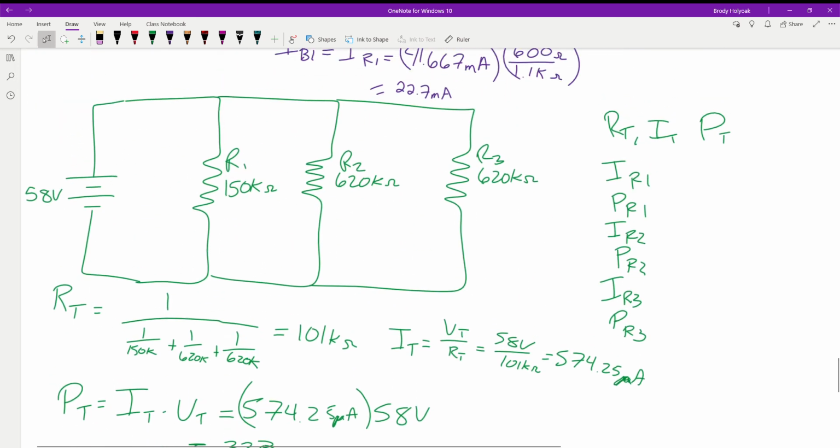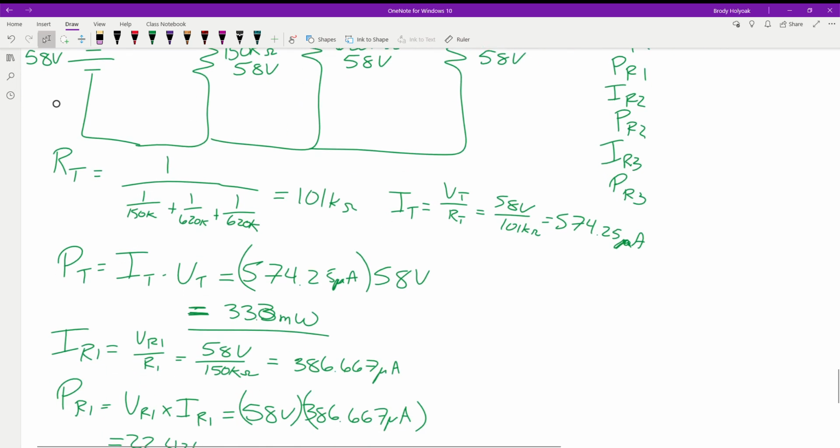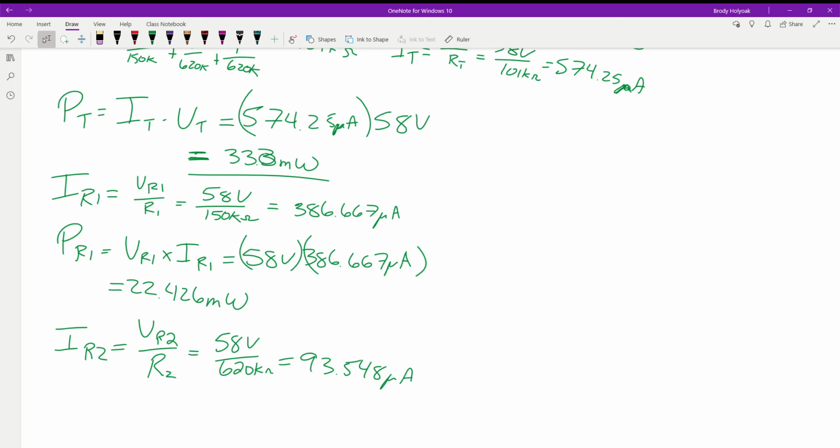When we come back and look, remember, these are all in parallel, so they all have the same voltage, because they're all in parallel with the supply. They all have access to the full 58 volts. Which is also what we should expect. Like I said, the value I was roughly calculating was if we had 386 microamps here, we're going to have about 180 microamps left over, give or take some change.